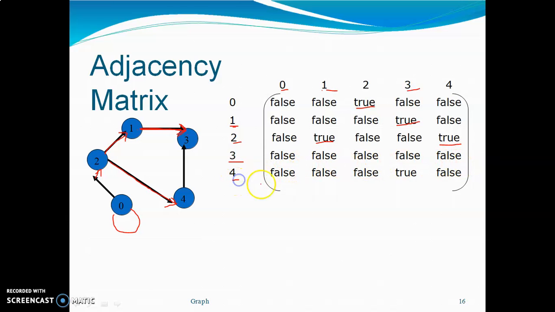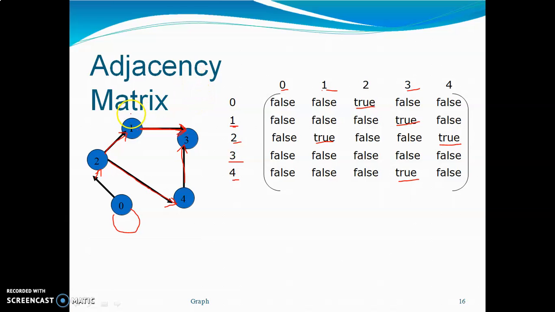Next, vertex 4. From 4 we have one edge to 3. So 4 to 3 we have the edge. So write true at 4 to 3. Remaining all are false. Using this we can know what edges we have in the graph and what the adjacents of a particular vertex are.